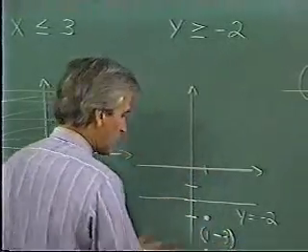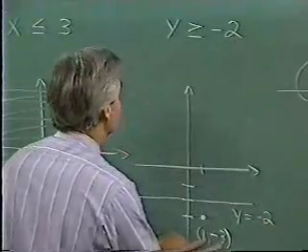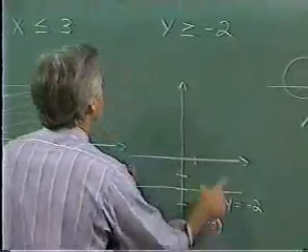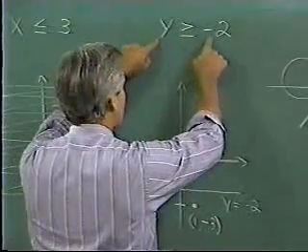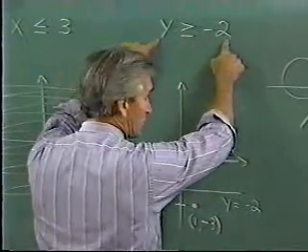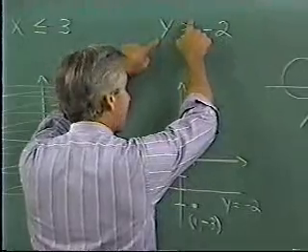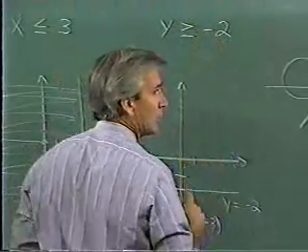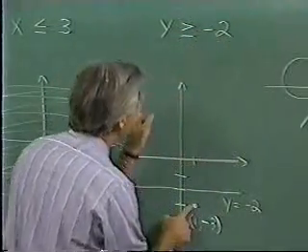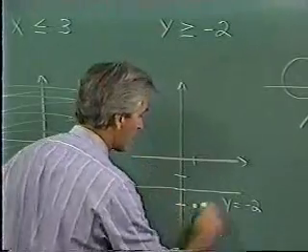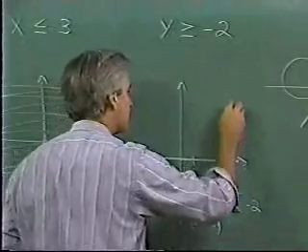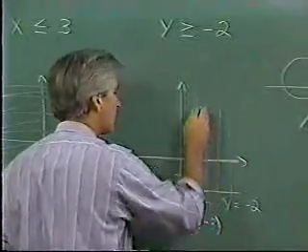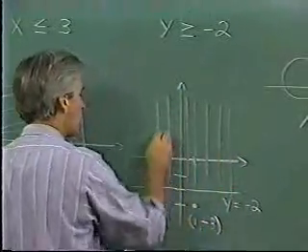You see, as our test point, x is 1, y is -3. Let's replace y with -3. Is -3 greater than or equal to -2? No, that's not true. -3 is less than -2. So this point makes this statement false, and therefore every point in this region would make the statement false, and the solution region then is above the horizontal line.